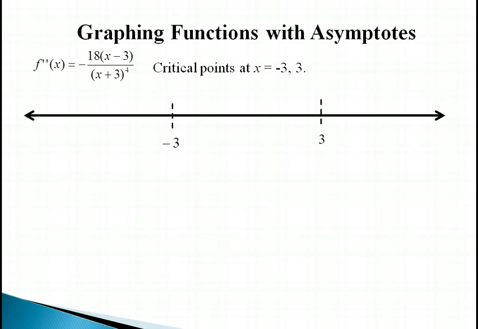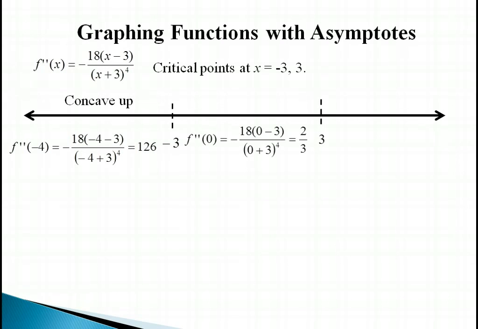So we want to plug in a point below negative 3, so I chose negative 4. I got out a positive 126. Positive numbers tell me that the graph is concave up. So it'll be concave up from negative infinity to negative 3. I plugged in a 0, which is between negative 3 and 3, and I got out positive 2/3, so it's still concave up there. But remember, in between, we have an asymptote. So anything could happen to the graph when there's an asymptote. We could change directions or not change concavity.